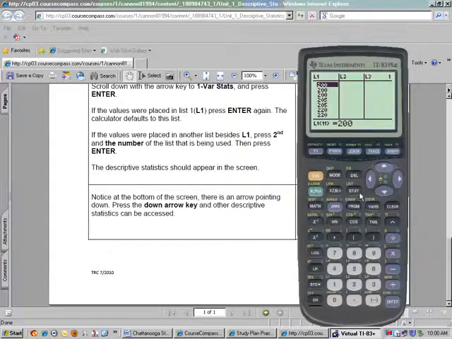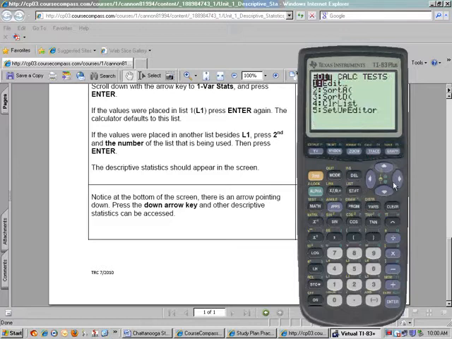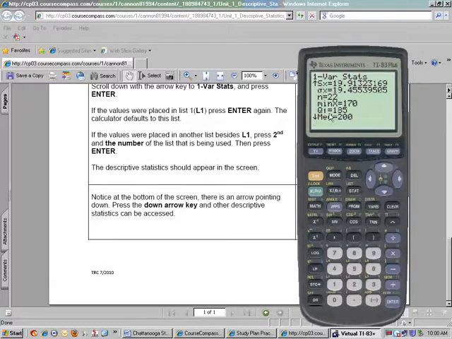But also remember, if you push stat, move over to calculate, pick one variable stats and push enter. I'm not going to put L1 this time, I'm just going to push enter and scroll down. You can see there's the median. Okay, so at the top was the mean, that's the mean. The median is in the middle, right there's the median.